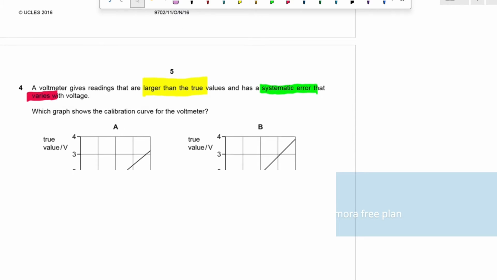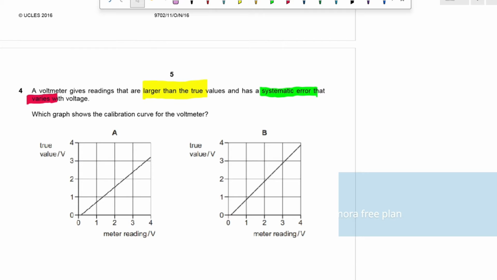So I'm left with B and A. They're fighting to see which one is correct. If you look at A, it's true. I have 1 as my true value. I have a slightly bigger actual value, sure. I have 2, and I have a slightly bigger value. That's correct.